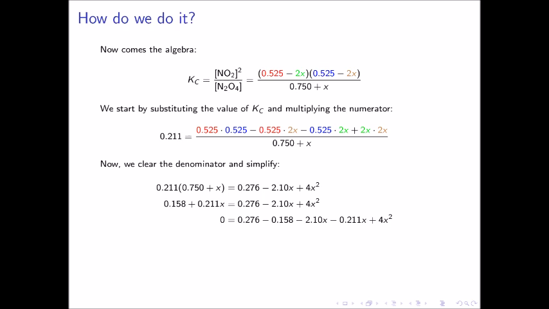Next, we can move everything from the left-hand side to the right-hand side. This now gives 0.276 minus 0.158 minus 2.10x minus 0.211x plus 4x squared. Then we can combine like terms on the right-hand side. This results in 0.118 minus 2.31x plus 4x squared. Finally, we can invert this and write it in standard form.